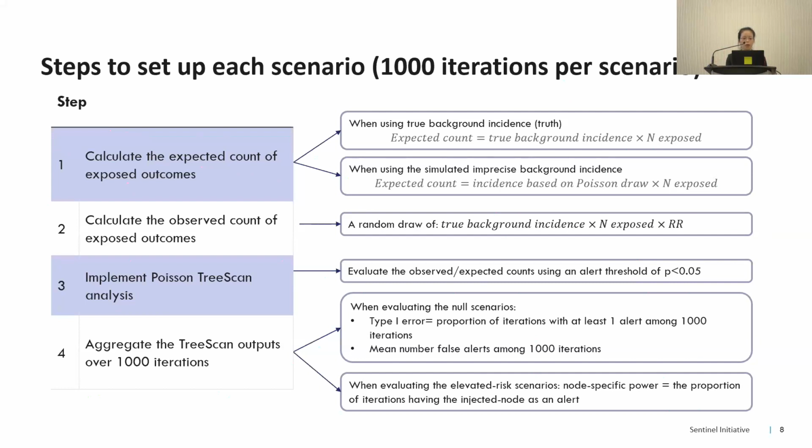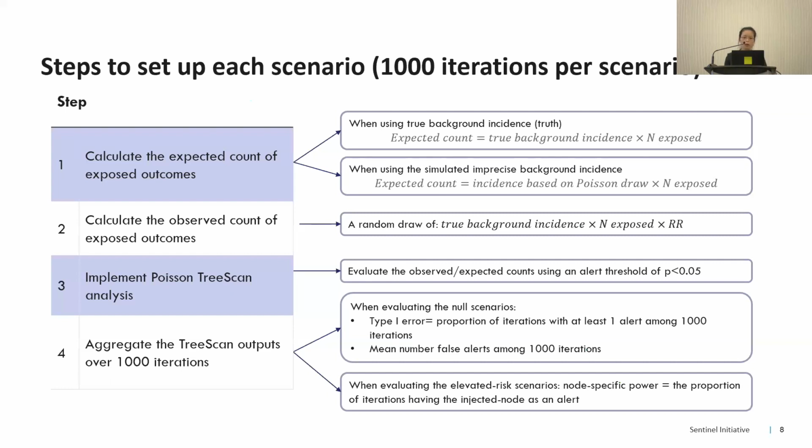In the second step, we calculate the observed count of the outcome in the exposure group by doing another random draw, based on the product of the true background incident proportion, the sample size in the exposure group, and the relative risk of that particular node. In the third step, we input all those observed and expected counts into TreeScan and run a Poisson tree scan analysis with an alert threshold at p-value less than 0.05. And we repeat steps 1, 2, 3 for 1,000 iterations.